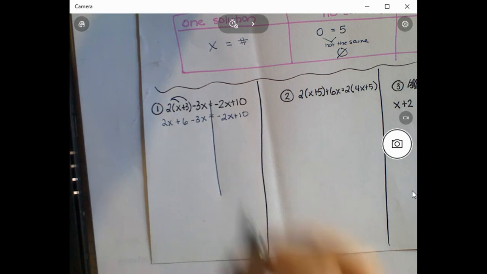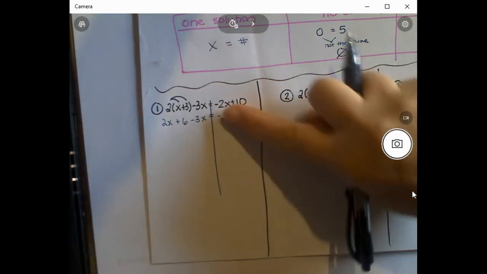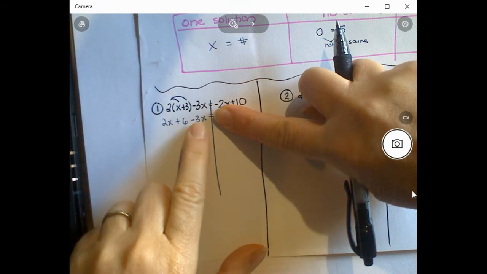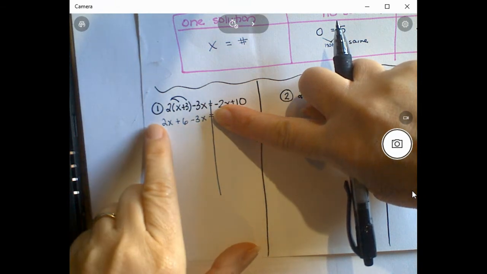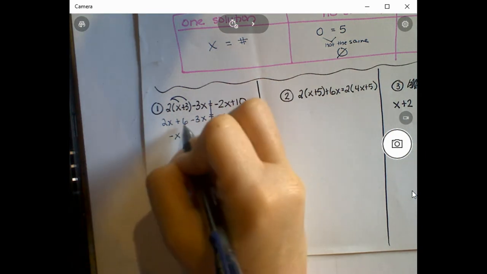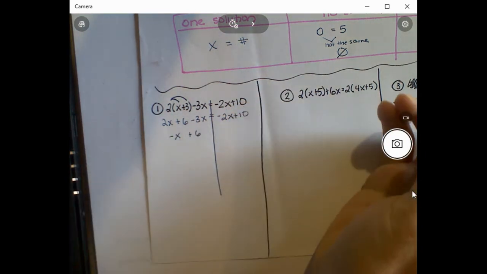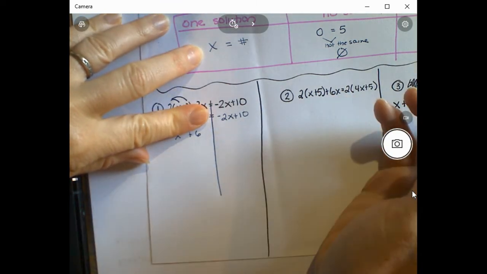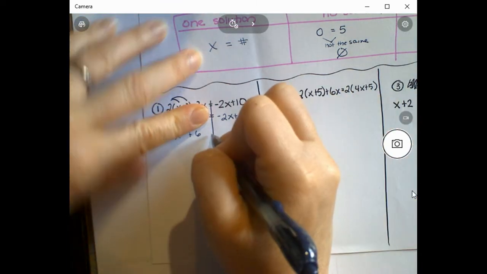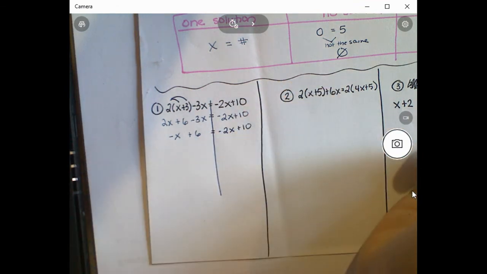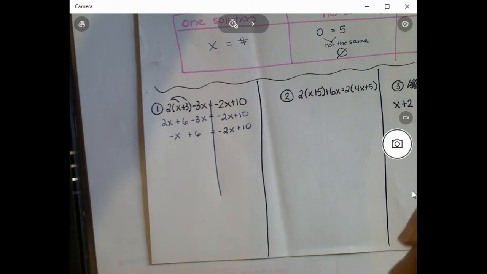So now we need to combine like terms. Can I combine like terms on this side? Yes, we have 2x and negative 3x. 2 minus 3 is negative 1x, and we have our positive 6 still over there. Can I combine like terms over here? No, there's nothing with like terms, so we still have negative 2x plus 10. All right, we are done with combining like terms, and so we're going to move to step 3.